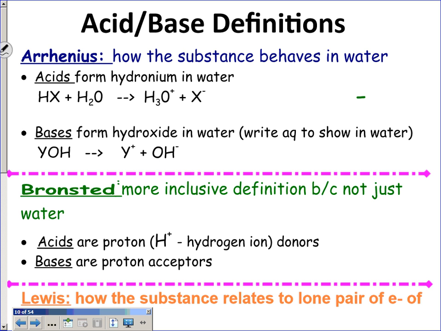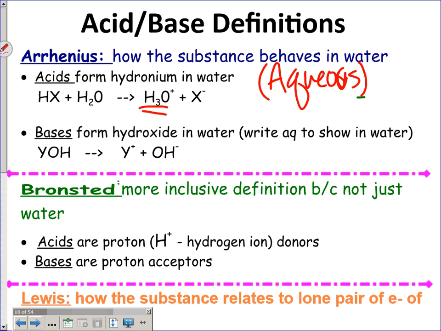So the way I remember these are Arrhenius aqueous. Arrhenius aqueous. What's aqueous mean? In water. And Arrhenius' definition was very narrow-minded. He was like, I just want to know how they act in water. How does an acid act in water? It makes hydronium, okay? So Arrhenius aqueous is how I remember what Arrhenius' definition is in reference to.